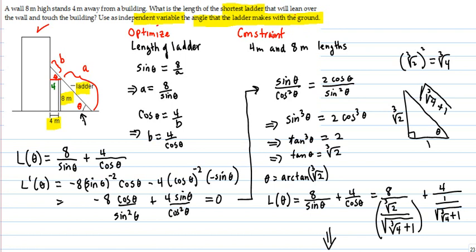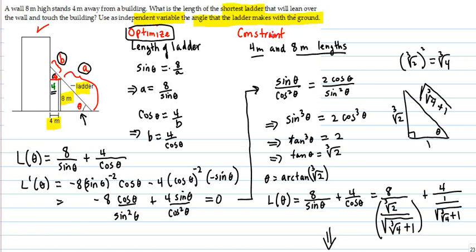So the ladder is broken up into two parts, A and B. The angle theta is also up here, so that makes this be 4. So we're trying to optimize this time, the length of the ladder, and in this case we want to make it a minimum. Our constraint is that we have the 4 meters away from the building and the 8 meter lengths. So it's a little different than some of the other problems.